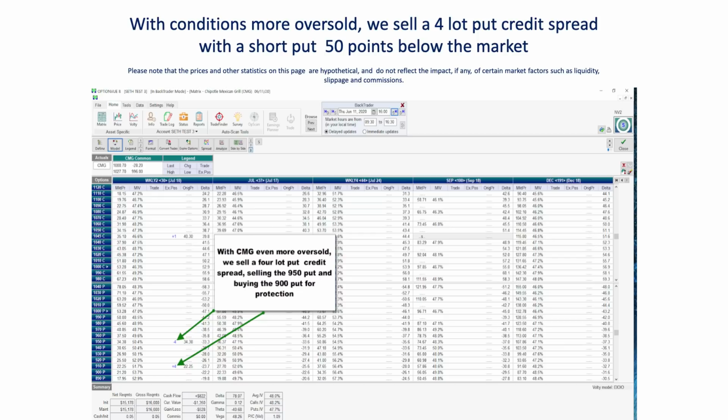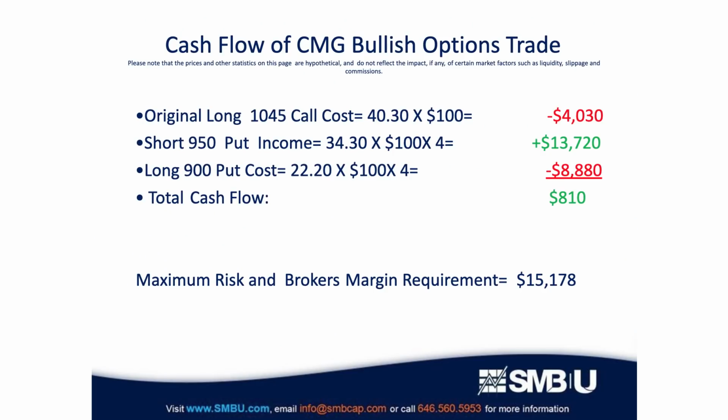Okay, so let's first take a look at what's now happened. Interestingly, at this juncture from a cash flow standpoint, remember the original call that we bought had a total cash outflow of $4,030. And the next day we sold that put credit spread and received $13,720 for the 4 short puts at 950, while we paid out $88.80 for the 4 long puts at 900. And so the total result is a positive cash flow of $810 after having executed these transactions, which by the way has a total risk of over $15,000. And that's exactly what your broker will margin you for this trade.